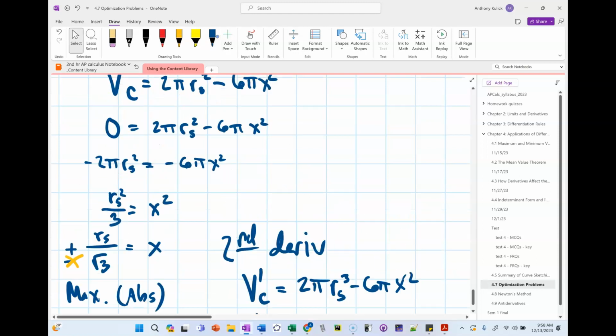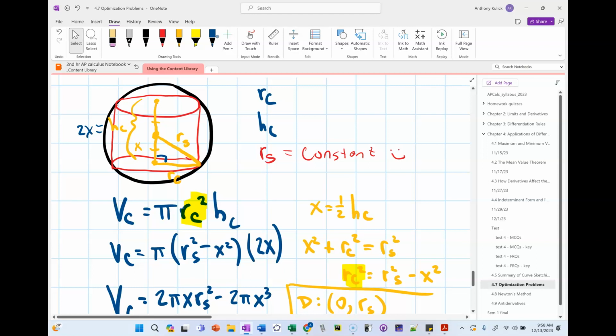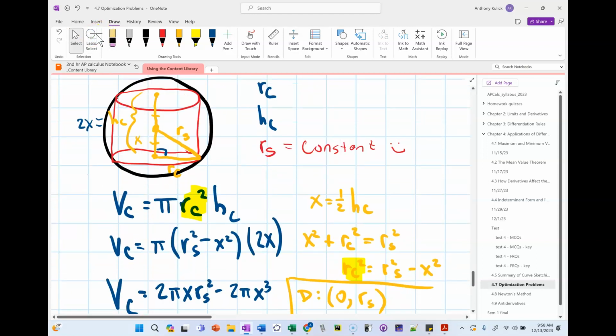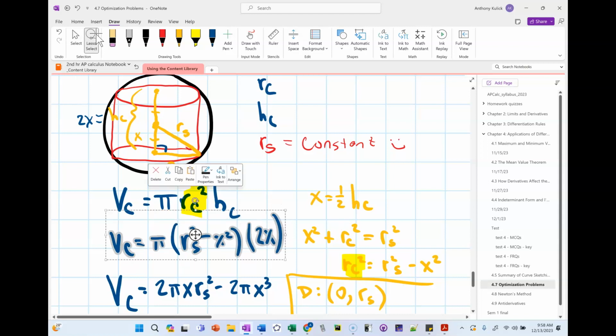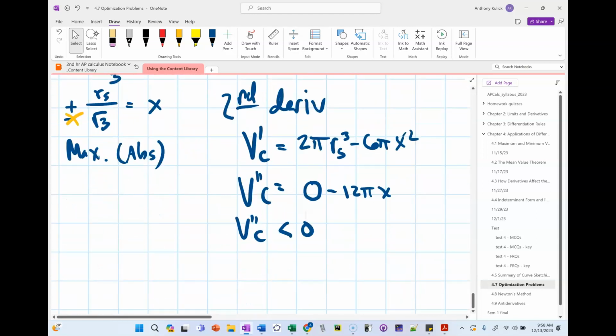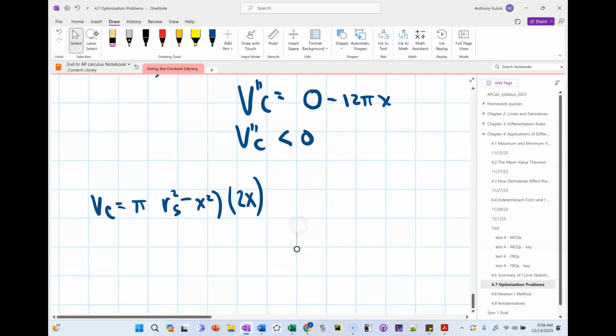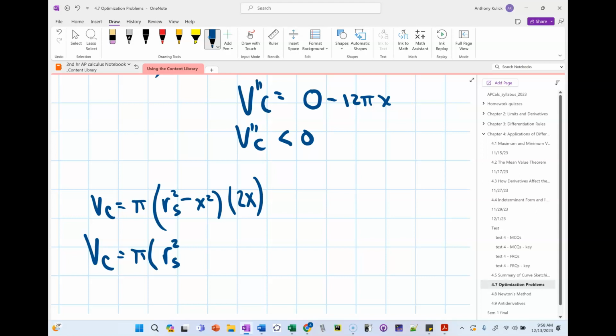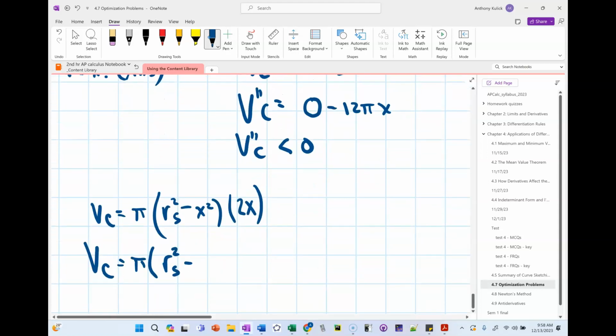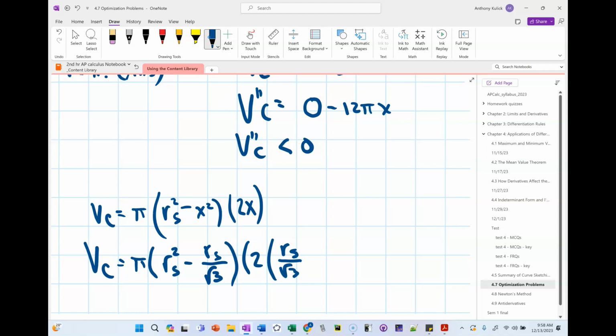So what we need to do now, we're going to go back and take our volume formula, and we're going to plug our x in. So far, so good.